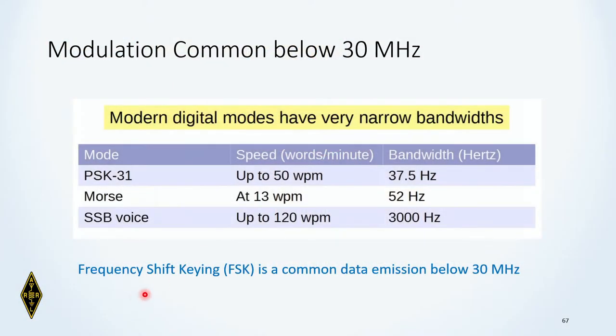didn't even get killed. So, sometimes the pool questions just ask something off the wall. I couldn't figure out why they included this. It says frequency shift keying is a common data emission below 30 megahertz. Well, there's a bunch of common data emissions below 30 megahertz. I'm not sure why they picked this one, but this is one to keep in mind for a pool question.